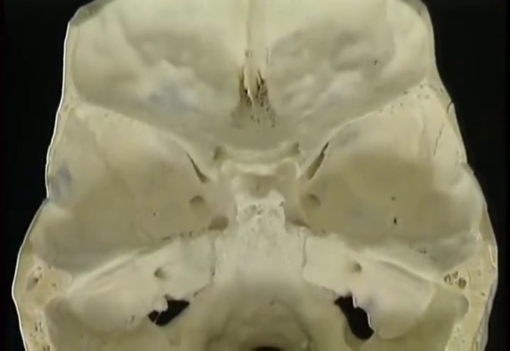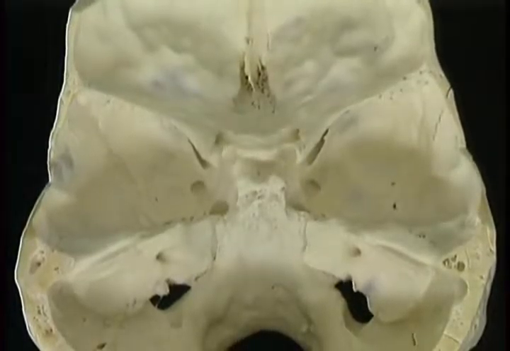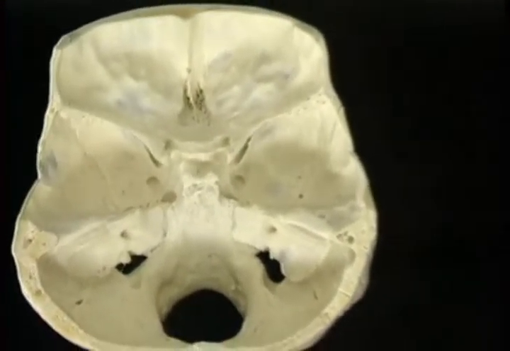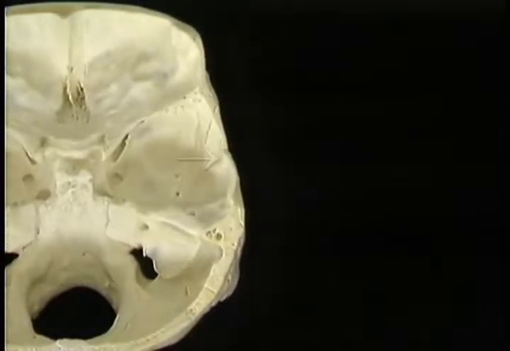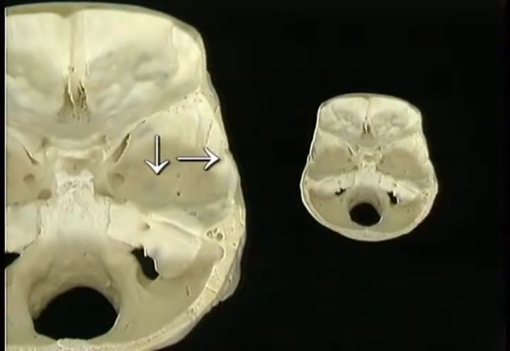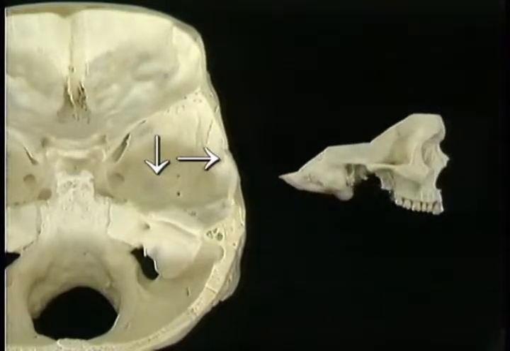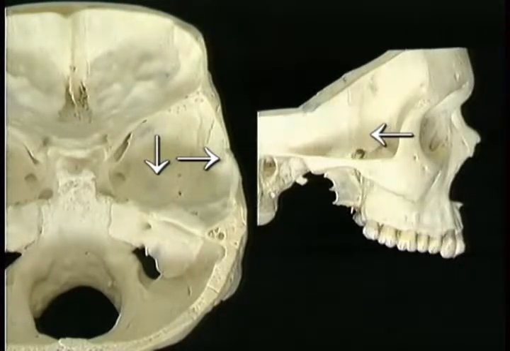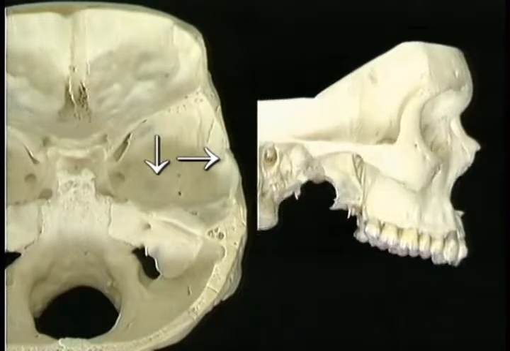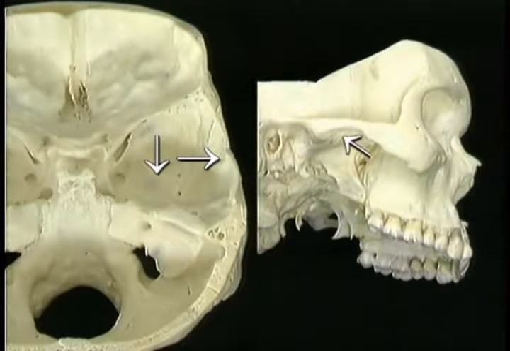Now we'll move back to the middle cranial fossa. The bone that forms the side wall and floor of the middle cranial fossa also forms, on the outside of the skull, the wall of the temporal fossa and of the infratemporal fossa.